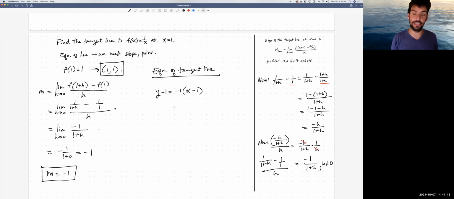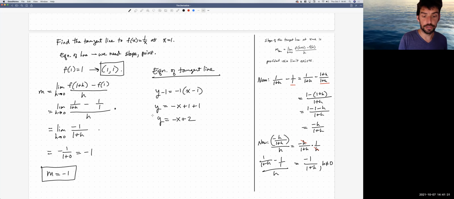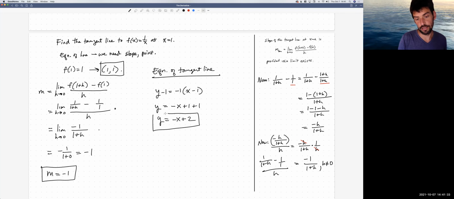This is the equation of the tangent line to the function 1 over x at x equals 1. We can clean it up if we want. So maybe I'll rewrite this. I'll add 1 to the other side, distribute this negative 1. I get negative x plus 1. Adding that other 1, I get this. So we're looking at negative x plus 2, right?